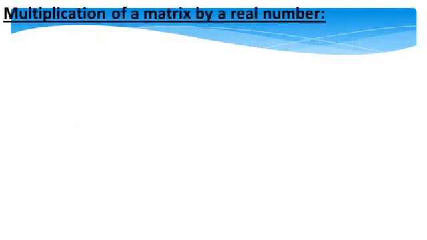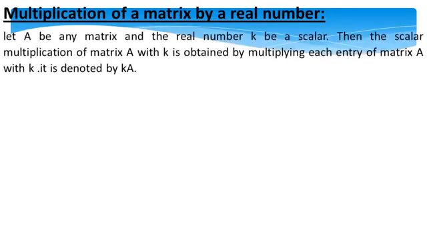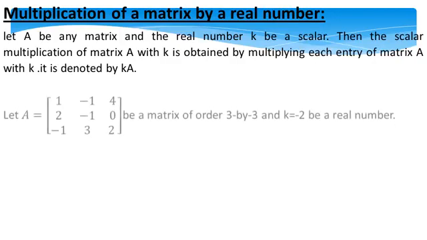Multiplication of a matrix by a real number, and the definition is: let A be any matrix and the real number K be a scalar. Then the scalar multiplication of a matrix A with K is obtained by multiplying each entry of matrix A with K. It is denoted by KA.